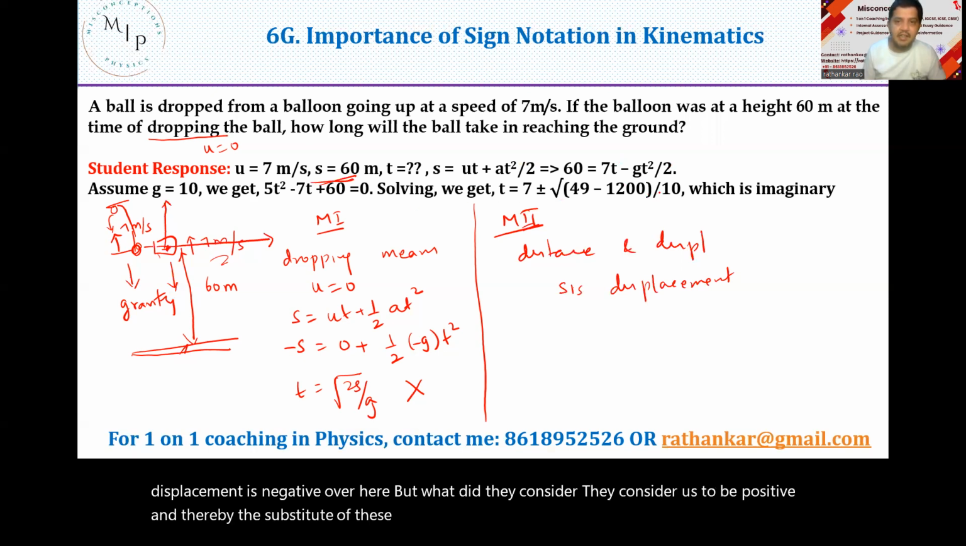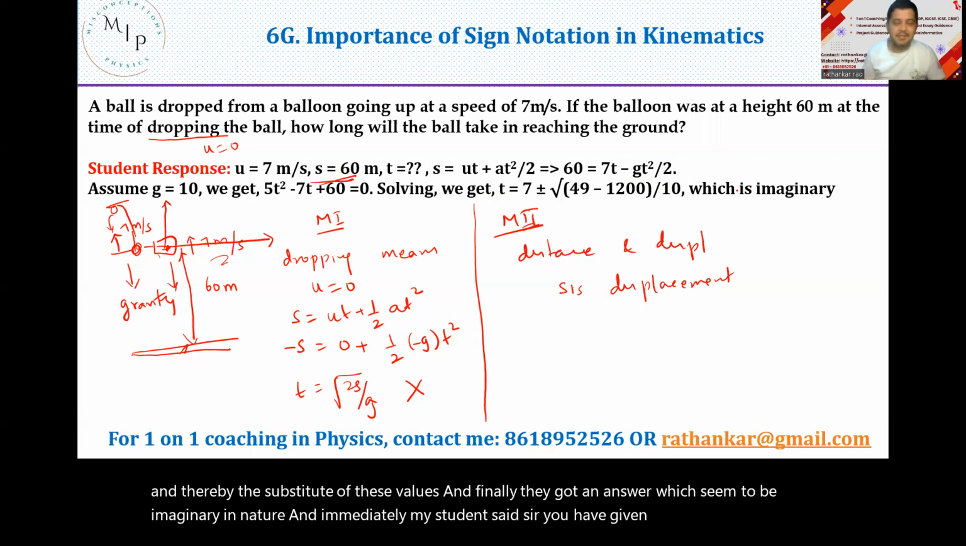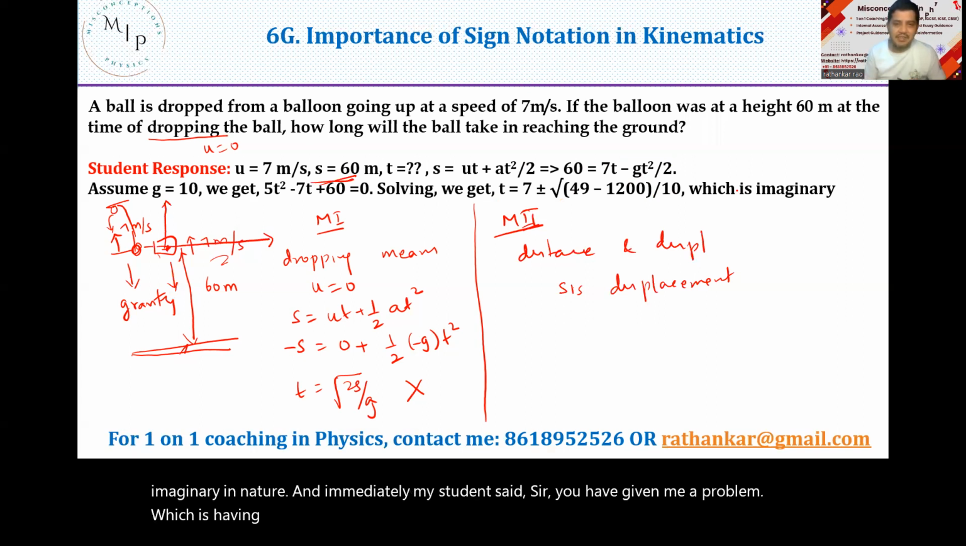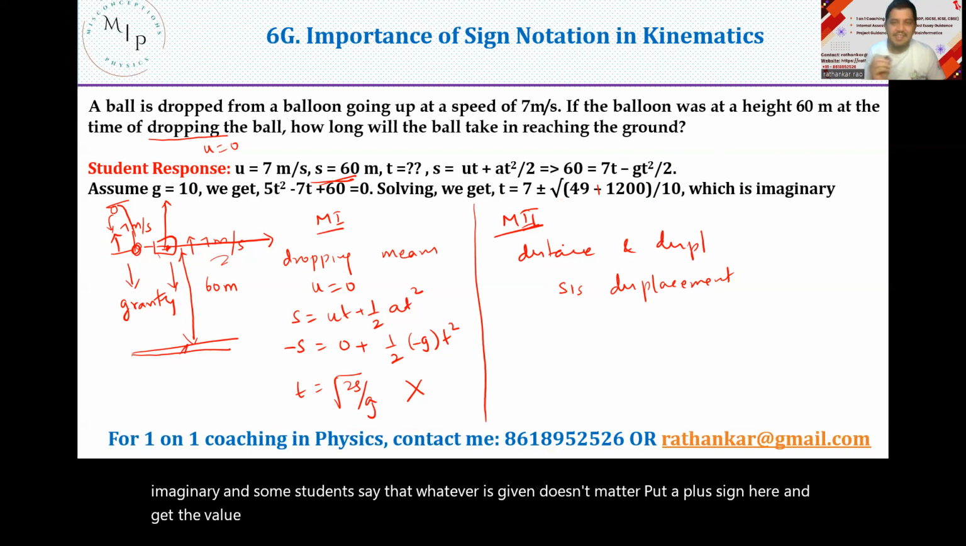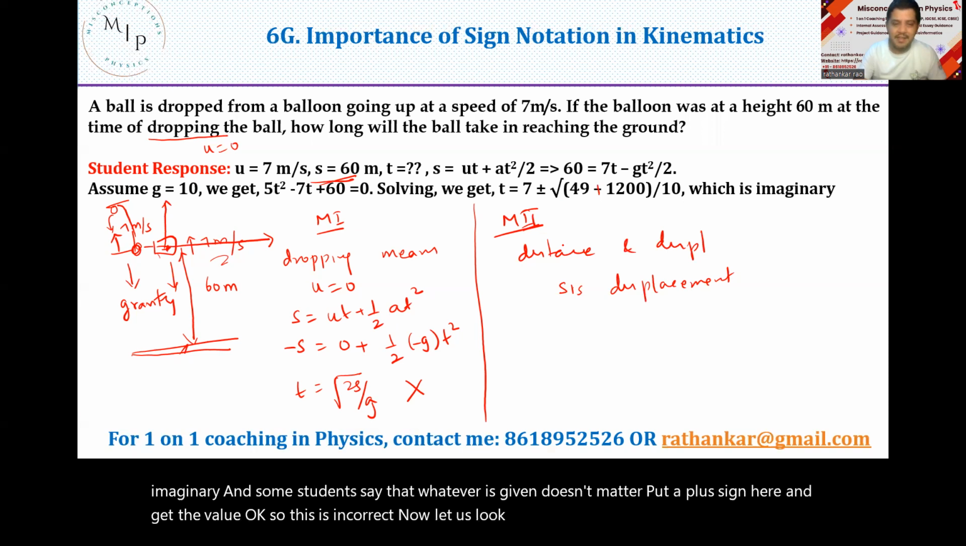And finally, they got an answer which is imaginary in nature. And immediately, my student said, sir, you have given me a problem which has incorrect values. So this cannot be. Time cannot be imaginary. And some students thought, hey, whatever is given doesn't matter. Put a plus sign here and get the value. So this is incorrect. Now, let us look at what could be the correct solution.